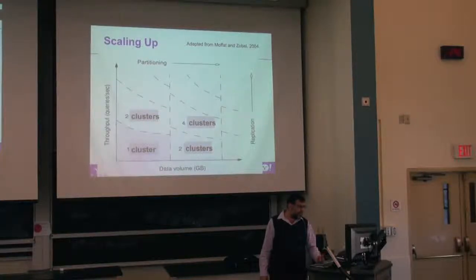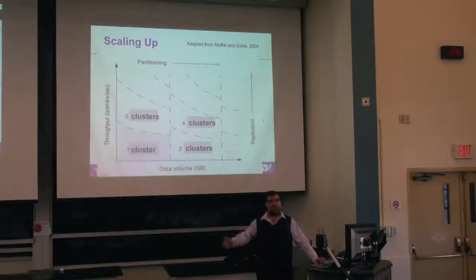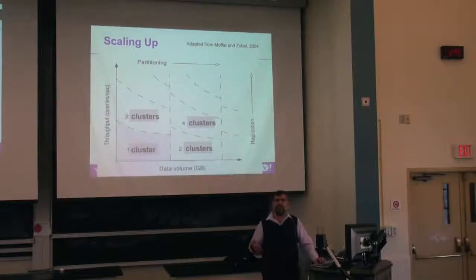So let's say you have one cluster where you solve a problem for certain data volume, certain throughput. Well, if you need more throughput, the solution is easy. It's called replication. Very easy. You just copy your system as many times as you need, maybe in different geographical locations, and you get what you want.